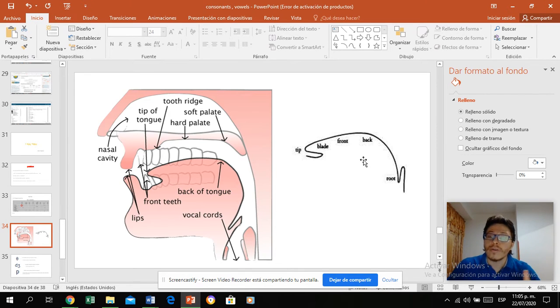But what happened with the tongue? Pay attention to these parts. We have tip, blade. I am starting with the front of the tongue until the last part, the part that is behind. Okay, so we start with tip, blade, front, back, and the root. I want to clarify this terminology because this way it's going to be easier to understand my explanation.